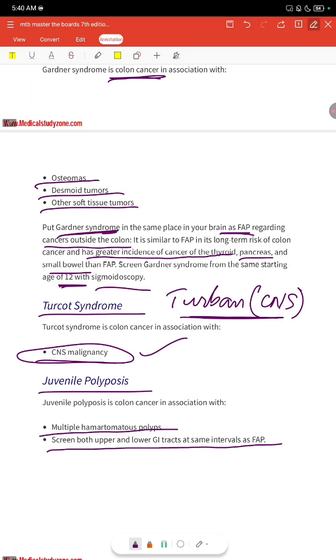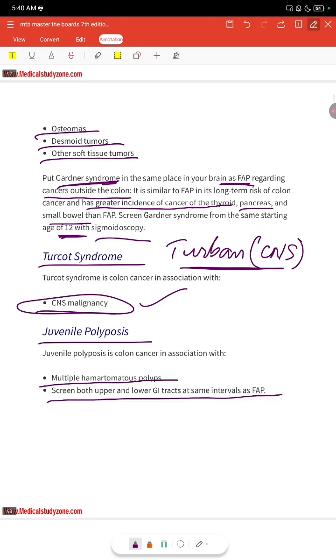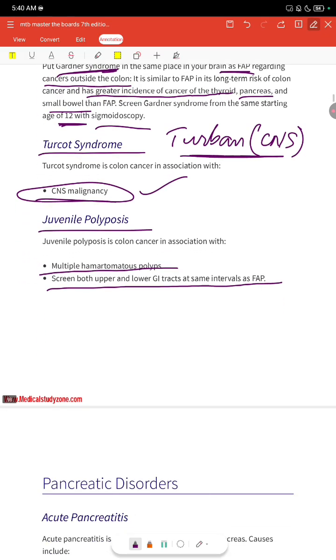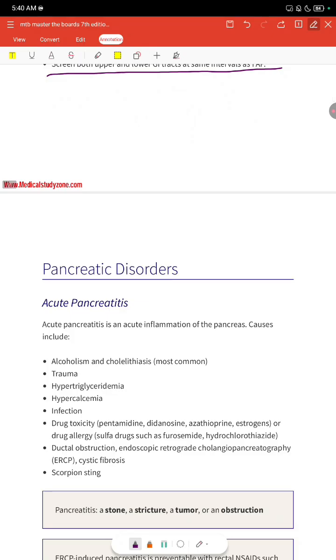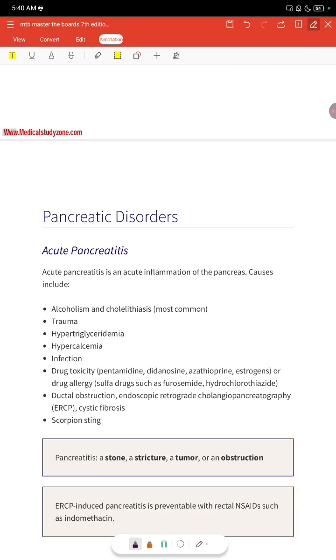For today and for this lecture, I think this is enough, and I'll try to cover the remaining part of gastroenterology in the next lecture. I would start from the pancreatic disorders up until the last topic, inshallah.